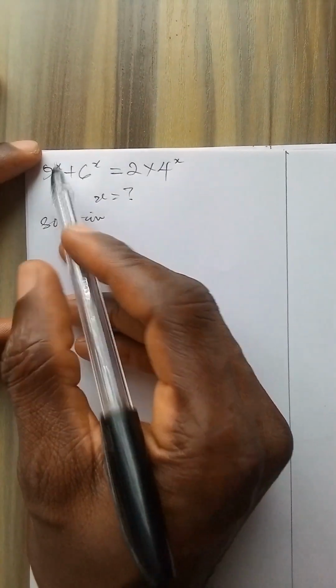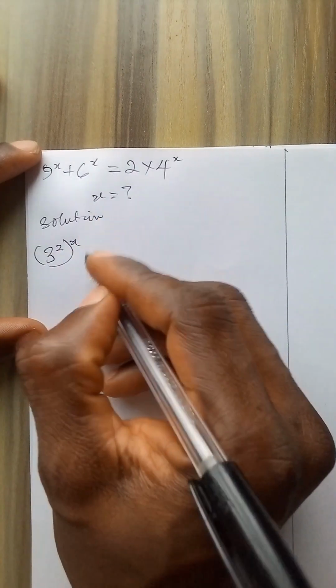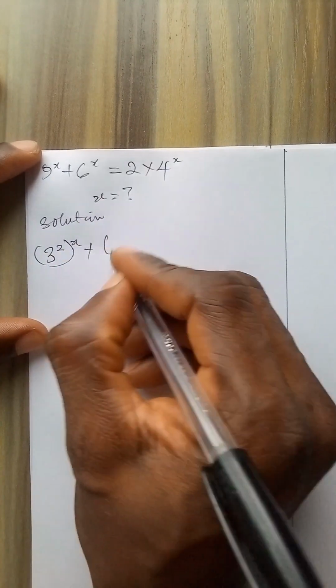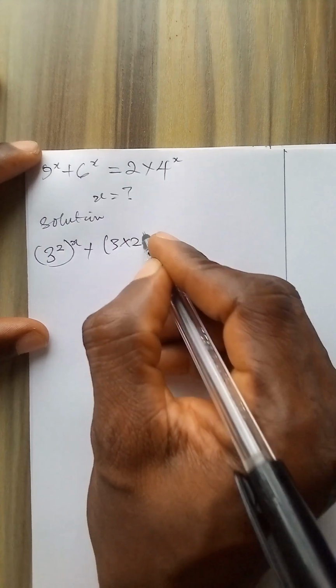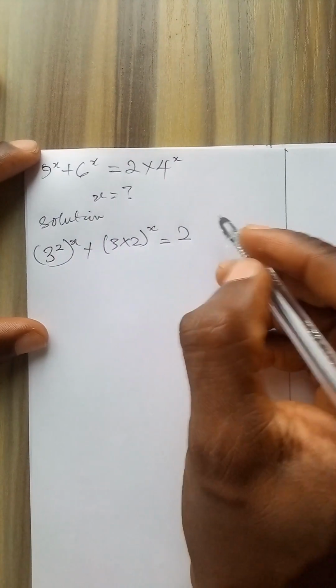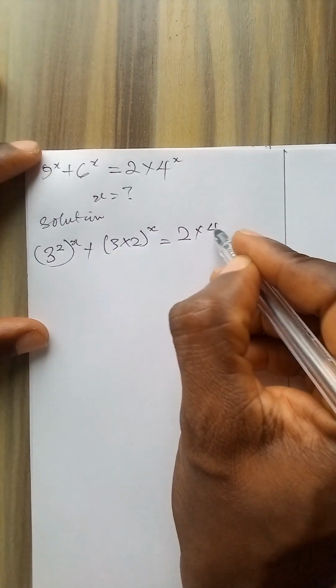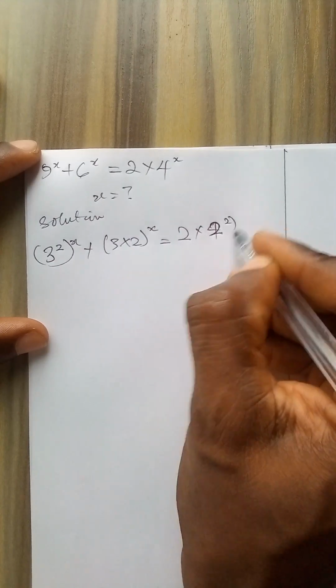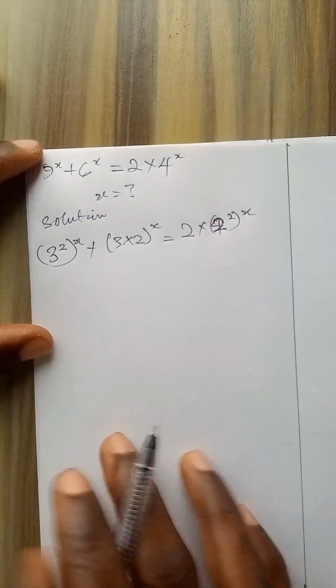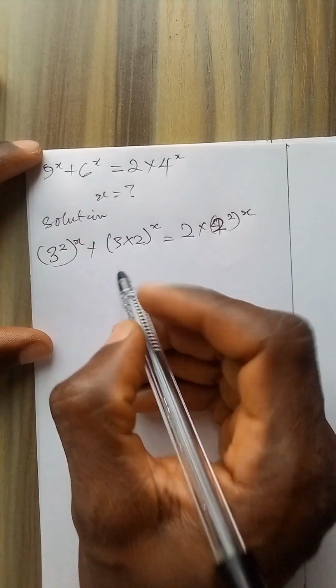9 to power x can be written as 3 to power 2 all to power x, and 6 to power x can be written as 3 times 2 all to power x, and then the 2 remains as it is, but 4 to power x can be written as 2 to power 2 all to power x. Now we need to apply some properties in indices.